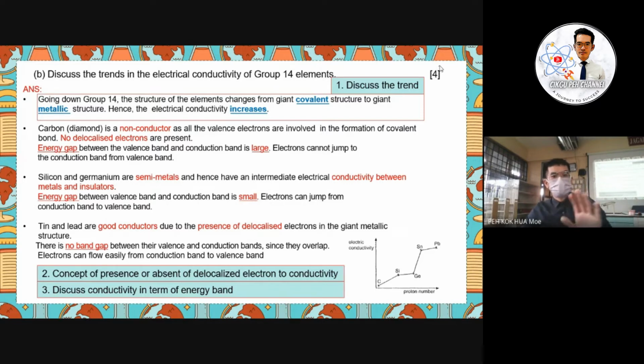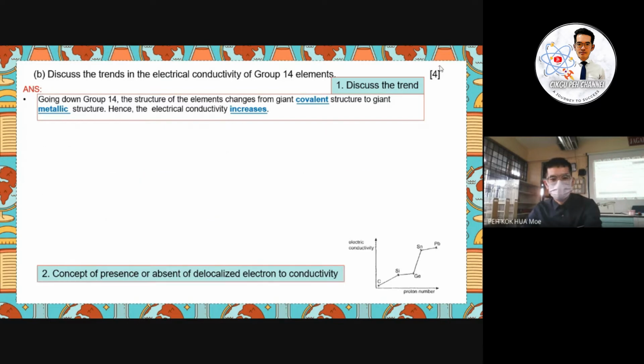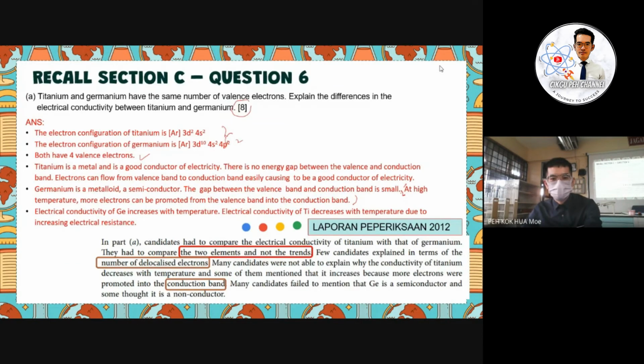But according to the Laporan Peperiksaan for 2012, regarding the discussion of germanium and titanium, the Laporan mentioned that the students were able to explain the number of delocalized electrons, and also some discussed the conduction band. So according to this Laporan, that means both concepts can be discussed in the answer.